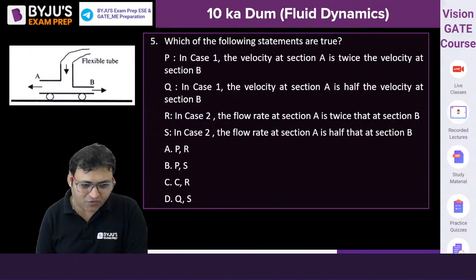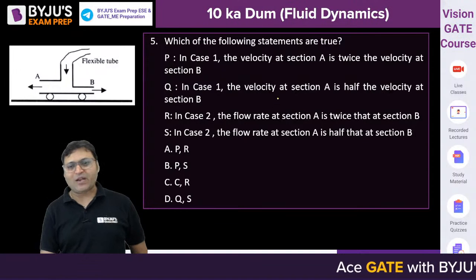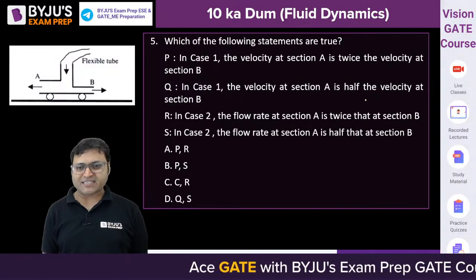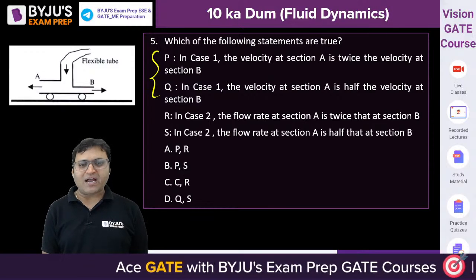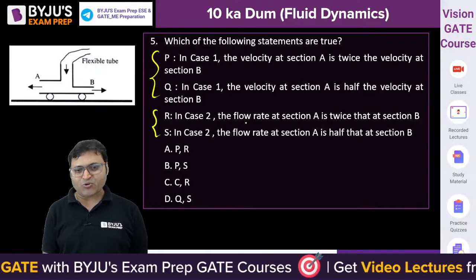The first part of the question says, in case 1, the velocity at section A is twice the velocity at section B. In case 1, the velocity at section A is half. P and Q are about the velocity. Out of them, only one is correct. And R and S are about the flow rate.